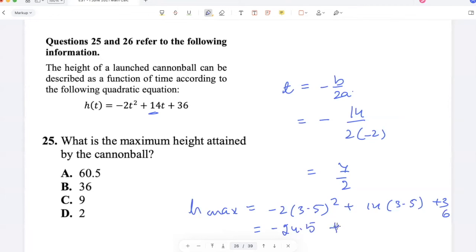plus what's 14 into 3.5? 14 into 3.5 is 49 plus 36. So 49 plus 36 minus 24.5, 60.5, right? So the maximum height is option A.